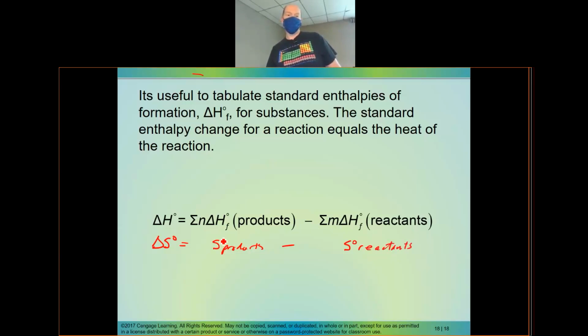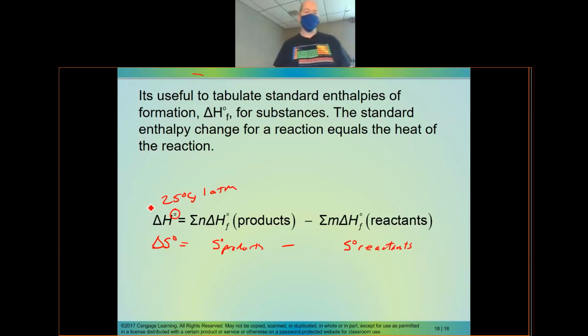All right, and then recall the little circle here on top means standard temperature and pressure. The little circle indicates 25 degrees Celsius and 1 atm.